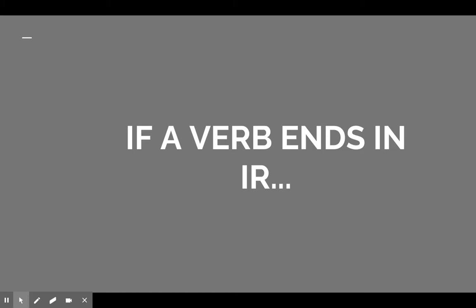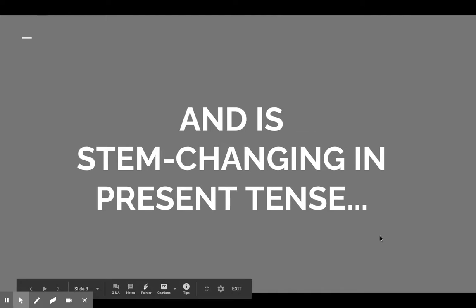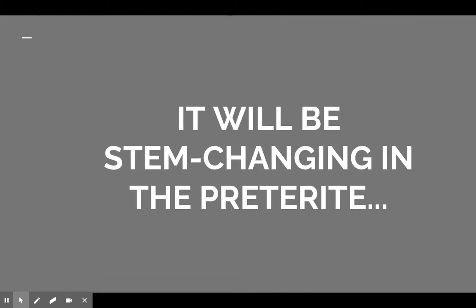You have to ask yourself two questions. Does the verb end in -IR? And if it does, and is stem changing in the present tense, then it's going to be third person stem changing in the preterite. So for example, the verb dormir ends in -IR and is stem changing in the present tense from O to UE, yo duermo. Therefore, it's also going to be stem changing in the preterite tense.